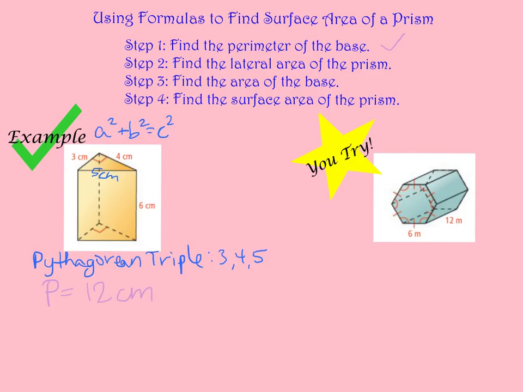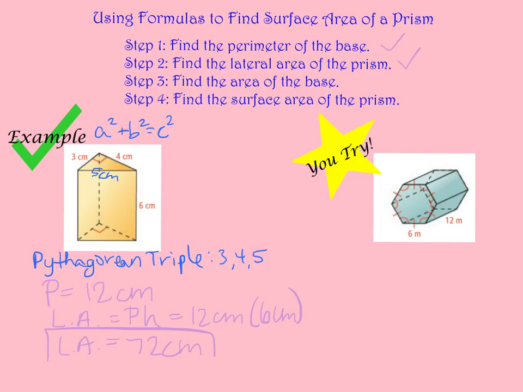Step 2, find the lateral area of the prism. Okay, so in order to find the lateral area, I need to take my perimeter times my height. Well, my perimeter we just said is 12 centimeters, and my height that they give me is 6 centimeters. So right now I know my lateral area is equal to 12 times 6, 72 centimeters squared. So I've got my lateral area. Step 2, check.